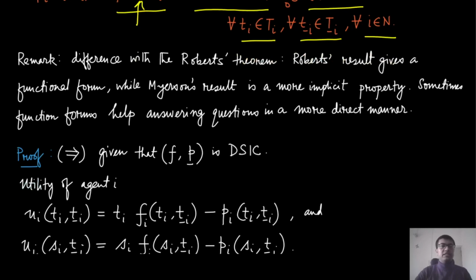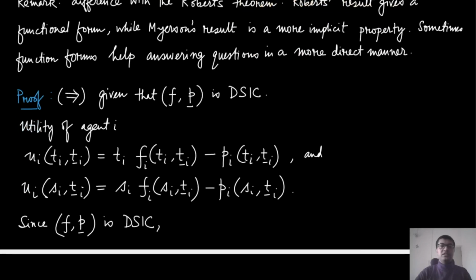So first, let us try to prove the forward direction of Myerson's result, which says that this function f, p is DSIC. We'll have to show that it satisfies those conditions 1 and 2. For that, we can write down the utility of player i at these two type profiles.